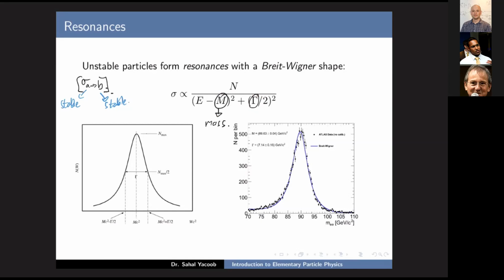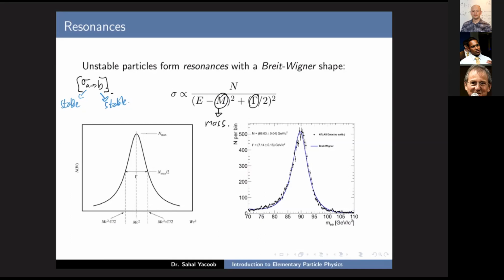And so when we look at data, we'll see something like the shape on the left with a peak at the value of the mass and a width that's described by this gamma parameter. And on the right, we see real data. This is production and decay of Z bosons at the Large Hadron Collider, ATLAS. So let's look at what we're talking about.